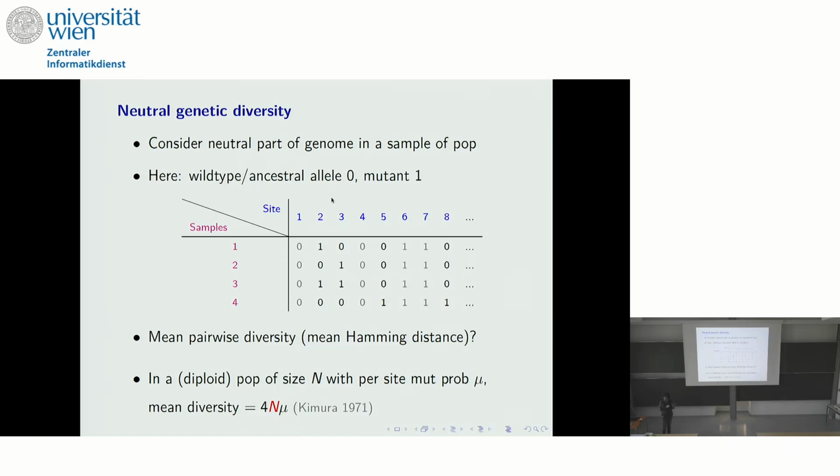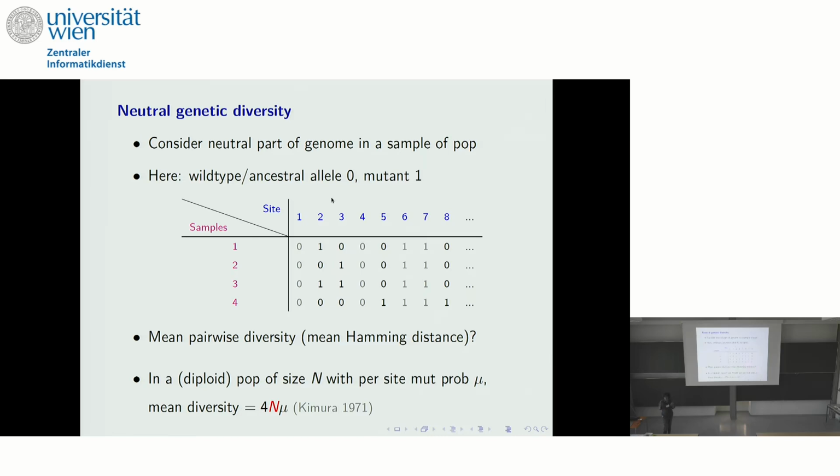One of the simplest things you can do is look at pairwise diversity. You take the first sequence and the second sequence, align them, and count the number of sites where they differ from each other. Then you do that for first and third, first and fourth, and so on. That's basically the mean Hamming distance that you can find from this sort of data. It is a simple quantity to measure.